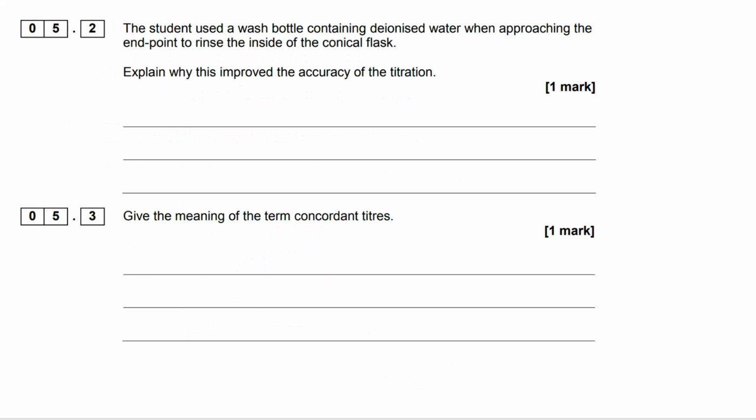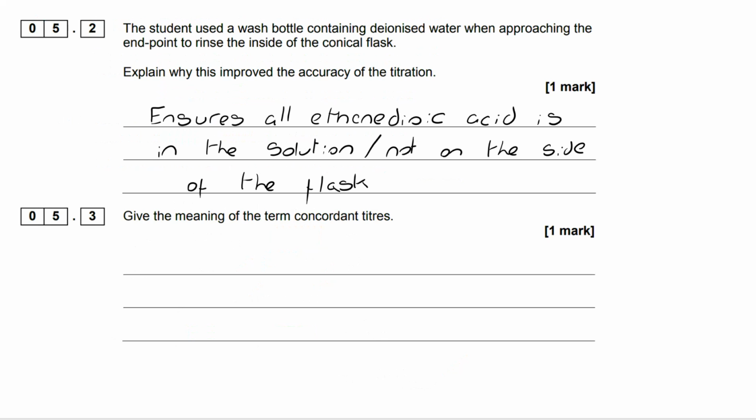So as we move on to 5.2, the student used a wash bottle containing deionized water when approaching the endpoint to rinse the inside of the conical flask. Why did this improve the accuracy of the titration? Well, what you're doing is making sure that any ethane dioic acid that is in little droplets on the side of the container is moving down into the reaction mixture. So we're making sure that all of it will react.